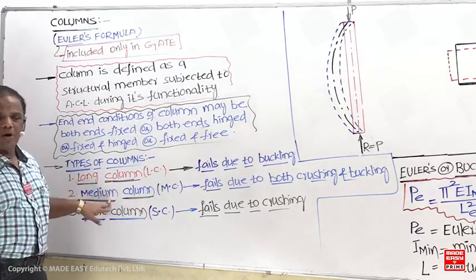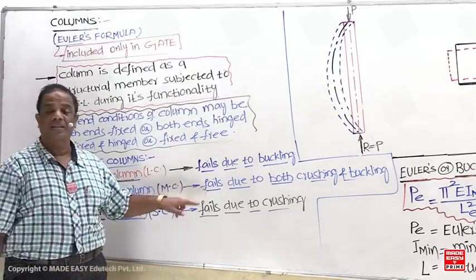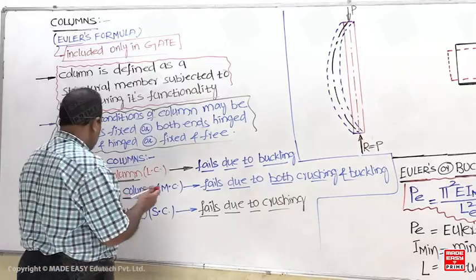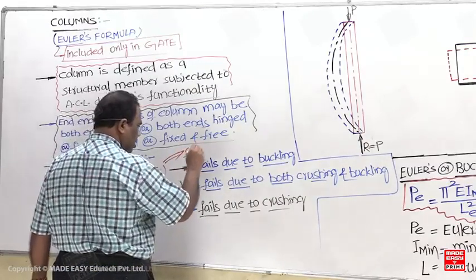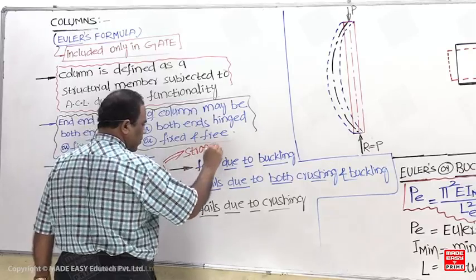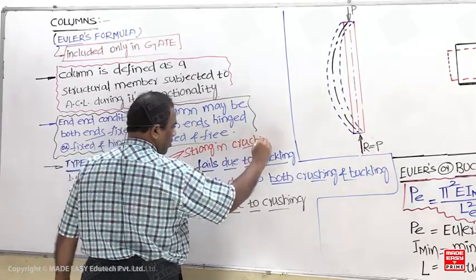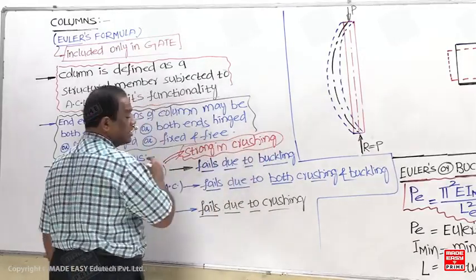But what about the medium column? Neither are they too long nor too short. So these columns are designed based upon both the crushing and buckling load. So these columns are strong in what now? Strong in crushing. Meaning they will withstand more load in crushing than in buckling.